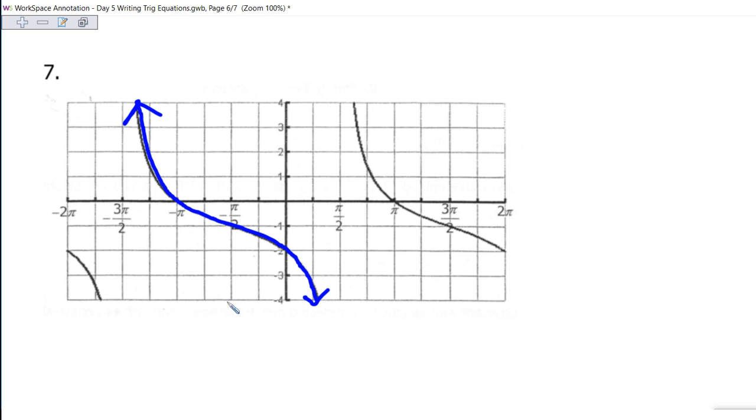And let me locate my critical points. So I have a point at negative pi over 2, negative 1. I'll have a point at negative pi, 0. And I have a point at 0, negative 2. And the vertical asymptotes, I have a vertical asymptote at negative 3 pi over 2, as well as at positive pi over 2.